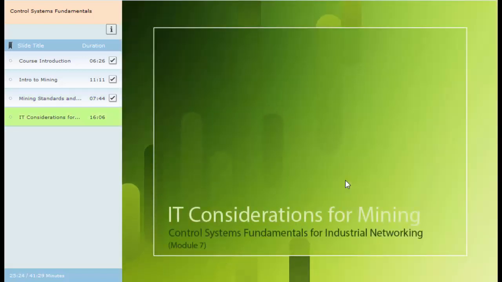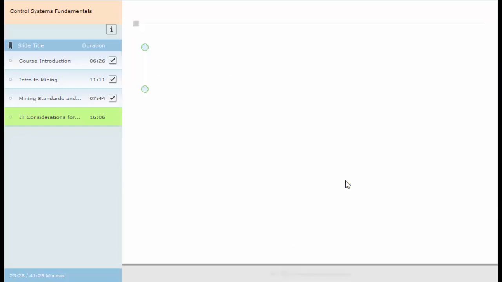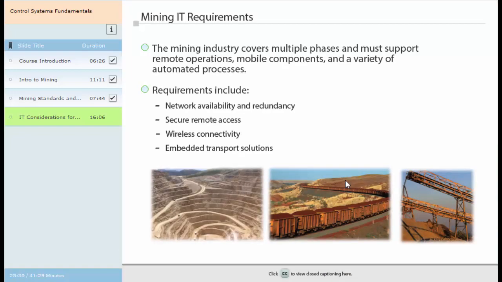In this lesson, we will present IT considerations for the mining space. IT requirements for the mining industry can be compared to oil and gas industry requirements. Both industry networks cover multiple phases, including an extraction, transportation, and processing phase. Each phase has unique characteristics including hazardous and remote operations, mobile components, and a variety of automated processes.